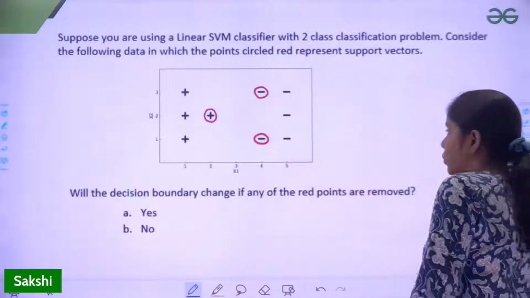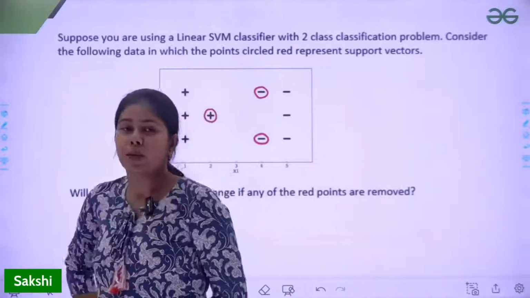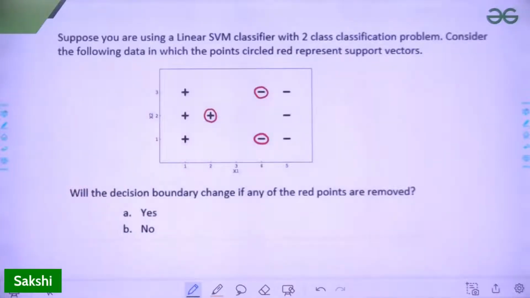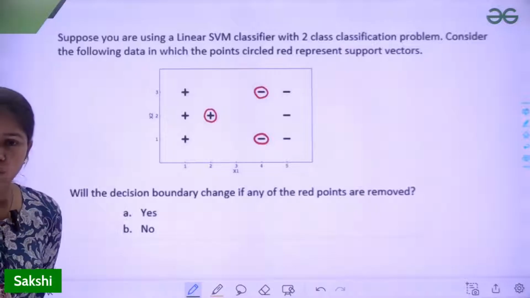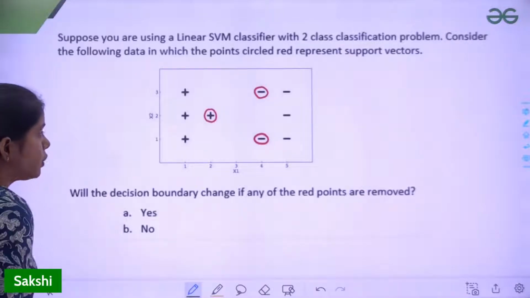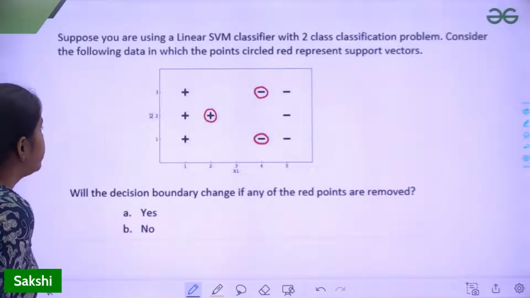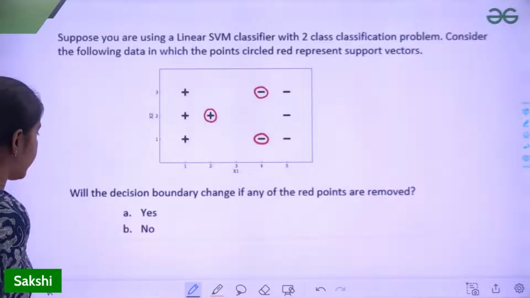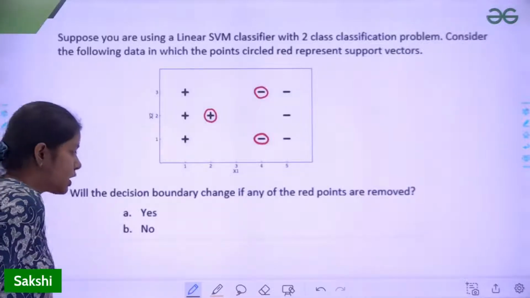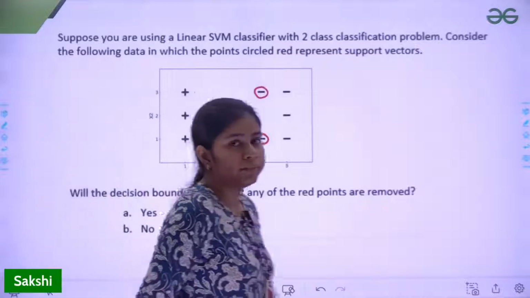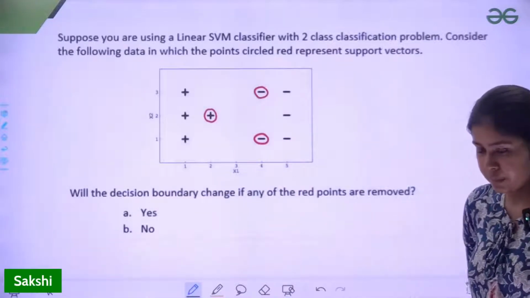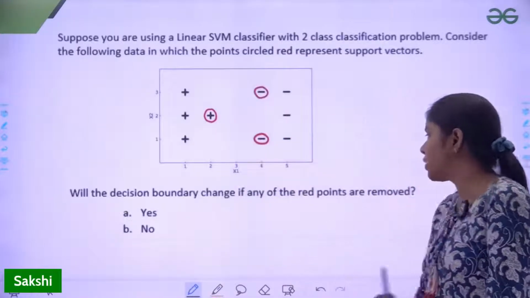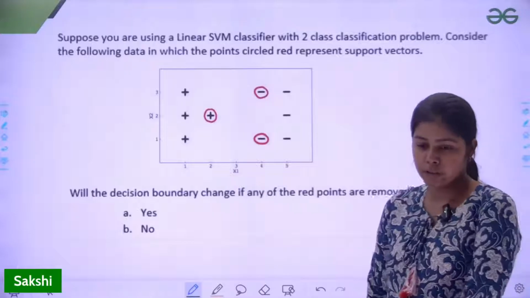Now just let me know what would be the solution for this problem. This is one of the questions we have made. It says suppose you are using a linear support vector machine classifier. Linear means that we are using a line, because we have a two class classification problem and we have 2D data points. Consider the following data in which the red circled points represent support vectors. Will the decision boundary change if any of the red points are removed? So we have discussed support vector machine. Just let me know.